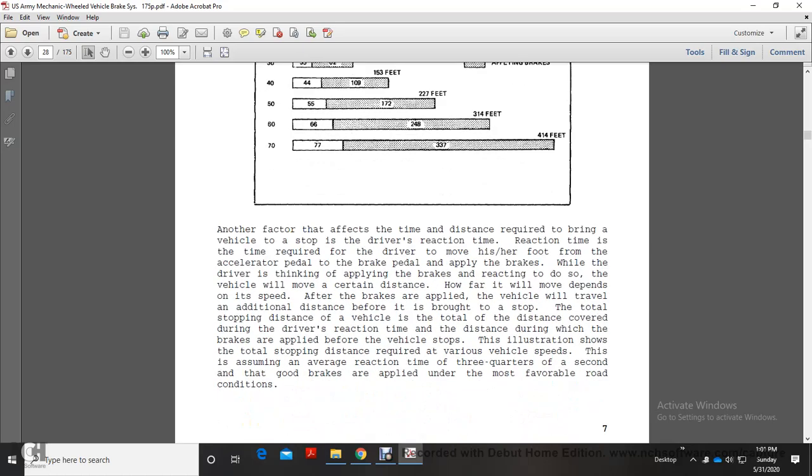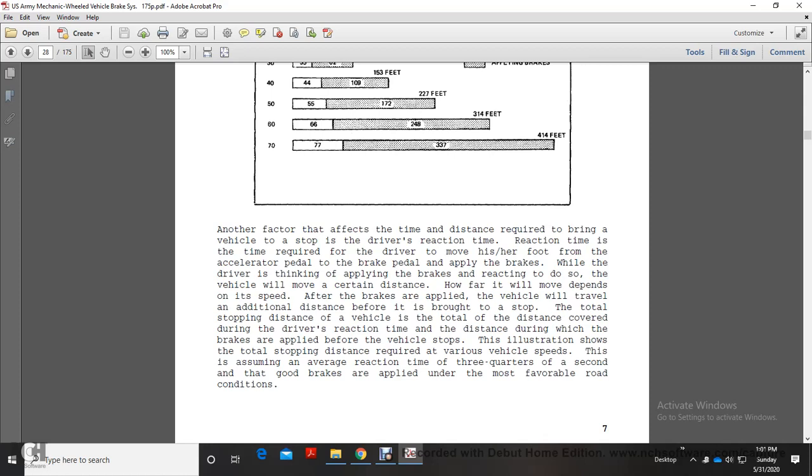Another factor affecting the distance required to bring the vehicle to a stop is the driver's reaction time, the time required for the driver to move his or her foot from the accelerator pedal to the brake pedal. While the driver is thinking of applying the brakes and reacting to do so, the vehicle will move a certain distance. How far depends on the speed. After the brakes are applied, the vehicle will travel an additional distance before being brought to a stop.